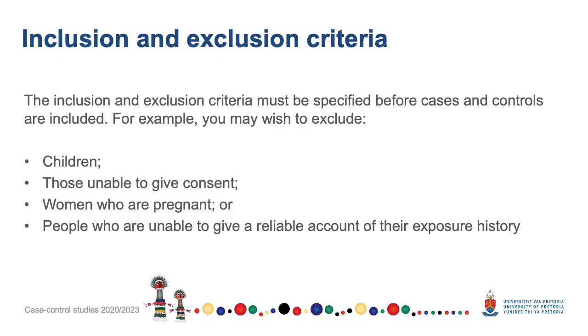A further important consideration when selecting your cases is that you should have very clear inclusion and exclusion criteria established before you start to recruit your cases. For example, you may want to exclude children from your study or those who are unable to give consent. You might want to exclude pregnant women or people who are unable to give a reliable account of their exposure history. For example, they might be comatose or they might be suffering from Alzheimer's syndrome and so on.